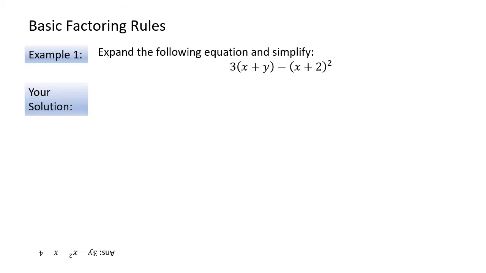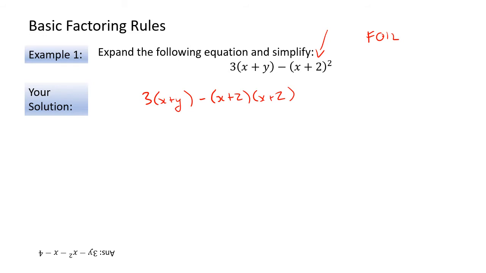So let's start looking at a few examples. Expand the following expression and simplify: 3 times x plus y minus x plus 2 squared. I'm going to start by writing this out, and I'm going to show you using FOIL, because that's the expanded version as opposed to memorizing the rule. It's totally up to you. The reason I'm doing that is I'm showing it back to basics. So if we write this out, we get 3(x plus y) minus, and then we have (x plus 2) times (x plus 2). That's what x plus 2 squared means.